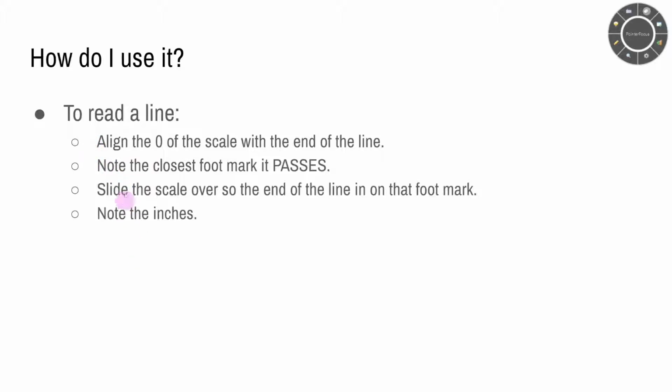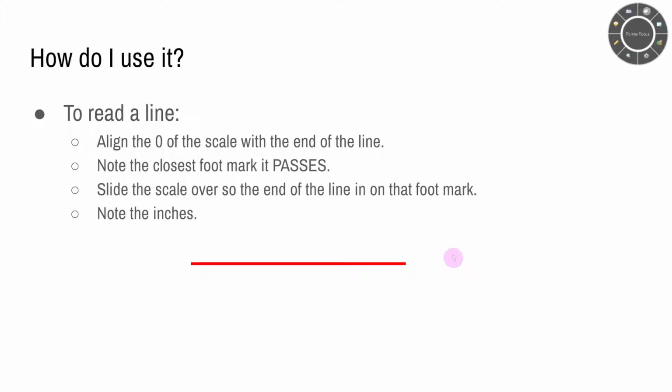But to read a line, we would align the 0 of the scale with the line, and we would note the closest foot mark it completely passes on the other end. And then we would slide our scale over so that line is sitting on the foot mark, and then we would be able to read how many inches there were.